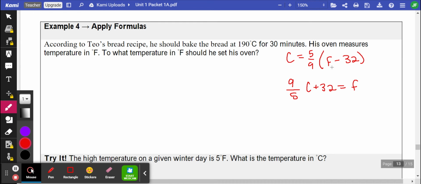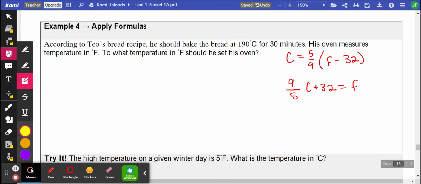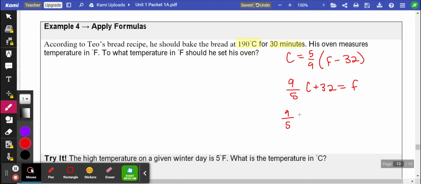Okay, so honestly, I don't really care to make you work through this. Let's plug in what we know. Okay, 190 degrees Celsius, 30 minutes. What do we need to set the temperature at? Okay, the 30 minutes actually isn't very important. So we could do 9 over 5 times 190 plus 32, and that will give our temperature in Fahrenheit.